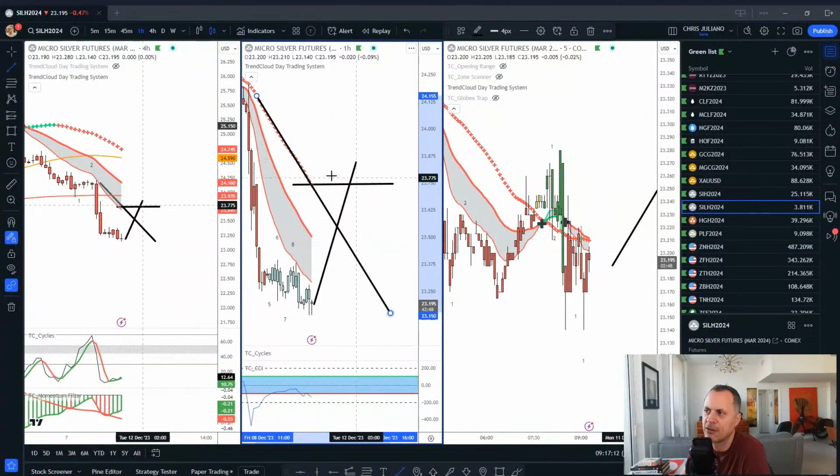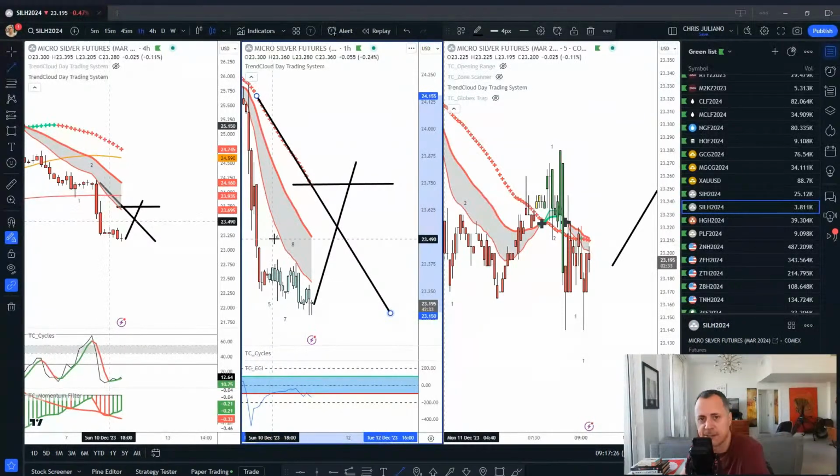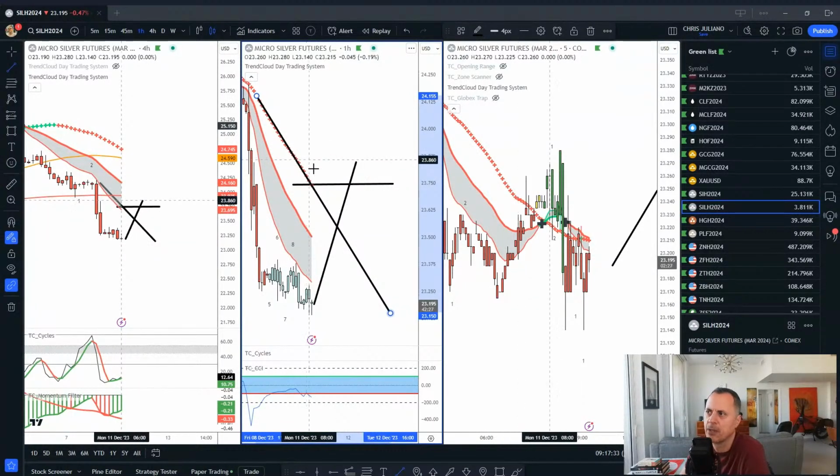And on your TrendCloud device, you can adjust that. Maybe you want to use the 55 exponential. Maybe you want to use the 13 exponential. I don't know. But what I found that works best through back testing, especially in the futures market, is the 50 simple. Okay, so the 50 simple is my line in the sand between uptrend and downtrend.